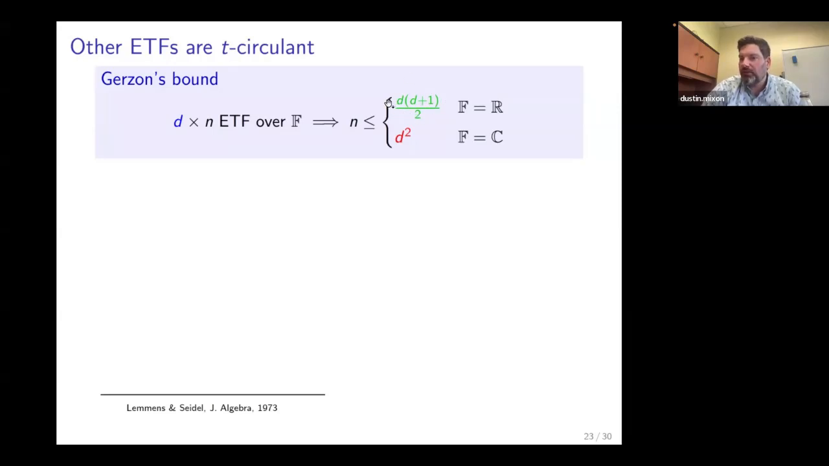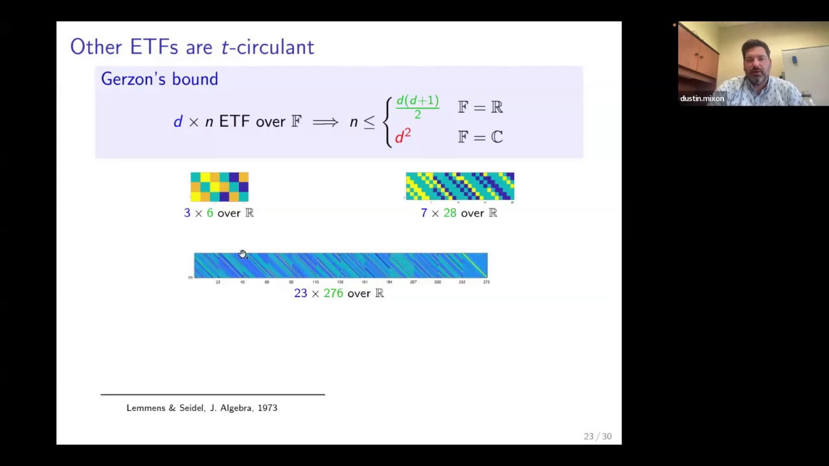The first example you've already seen, it's the 2 by 3, the vertices of a hexagon. That's not T-circulant because 2 and 3 are relatively prime, so that doesn't work. But another example that you've seen, the 3 by 6 coming from the icosahedron, that ends up being T-circulant. And there are 2 other cases, the 7 by 28 and the 23 by 276. These happen to be T-circulant as well. So that's kind of curious.